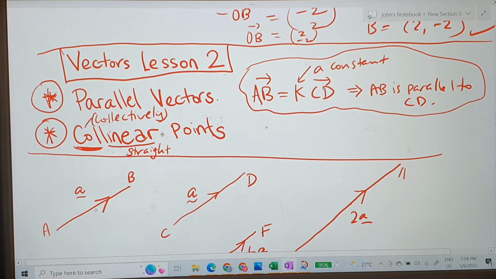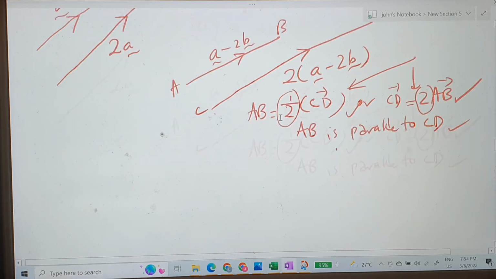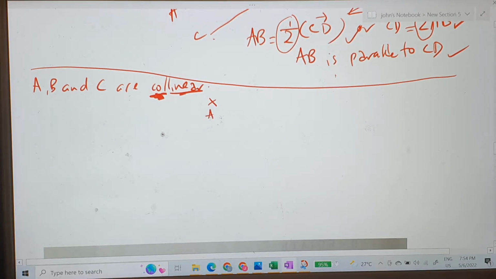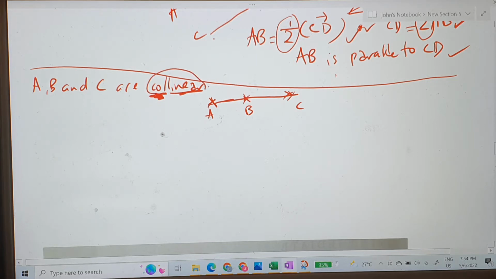So if I tell you A, B, and C are collinear, what does that mean? It means that all together, collectively, they are straight. That means, let's say this is A, this is B, this is C. I can draw a straight line through all these points A, B, C. This is the meaning of collinear. That means they lie on the same straight line.